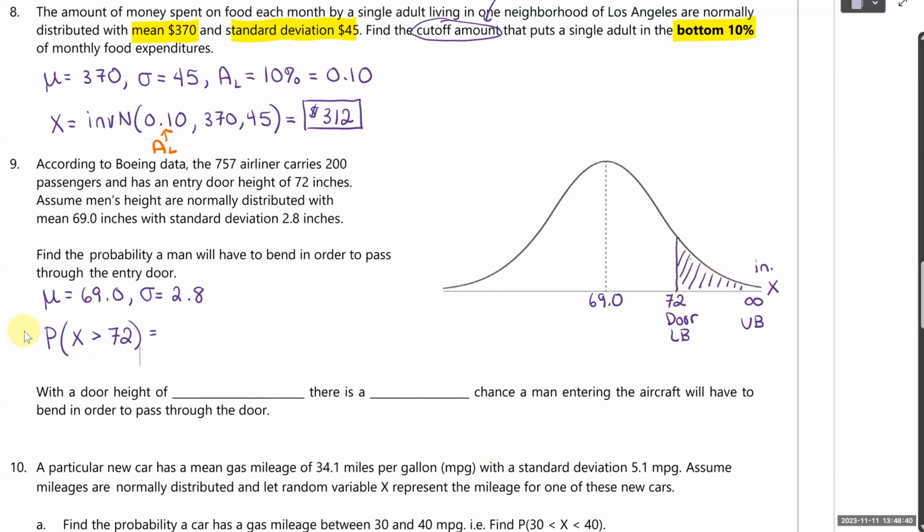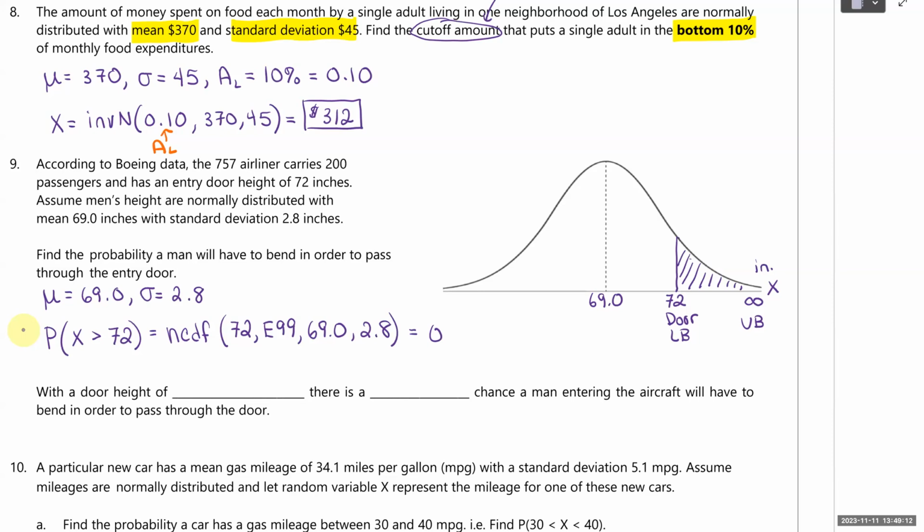And then on the calculators, in the CDF, we're finding area or probability. We start with our lower bound, 72, and then 9 0, E99 for our infinity. And then we need to include the mean and the standard deviation. All right, you can check that one out. I'm going to round that to 4 places. That will be 0.1420.